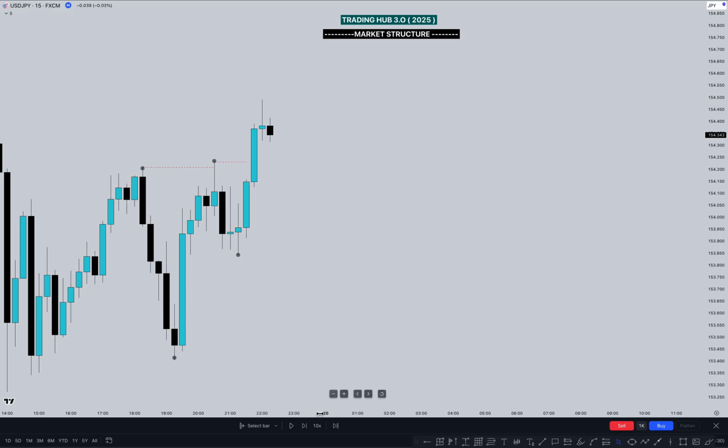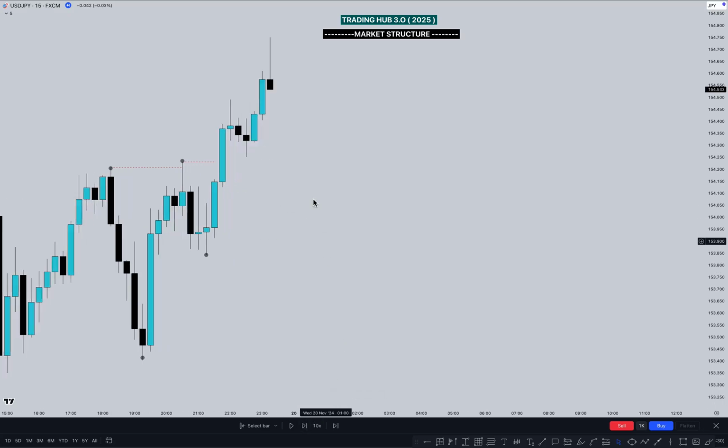Again, you have to wait for it to create one more pullback here. What is created here? So what is this one? This is another higher high, and what is this one? This is a higher high and new higher low. Break the structure right here. It means the market is looking for continuation and just following simple structure here, right?